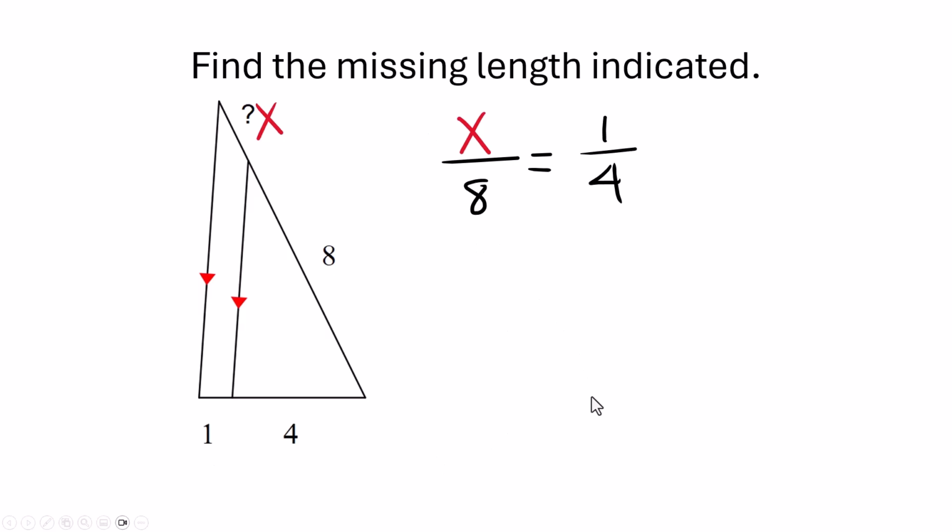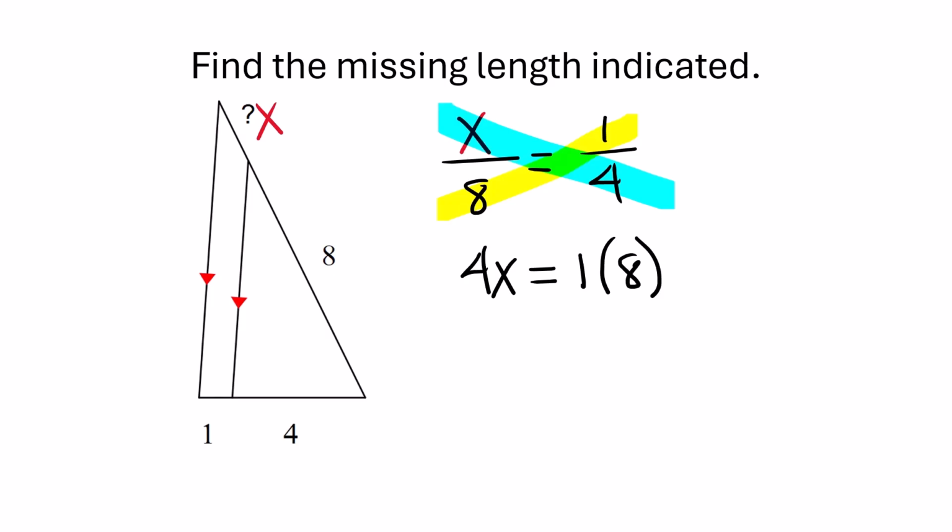Now, this is a proportion. If you don't remember how to solve proportions, we do something called cross multiply. So that would mean that 4 times the X equals 1 times 8. 4x equals 8. Divide both sides by 4, and we get x equals 2, and we are done with that problem.